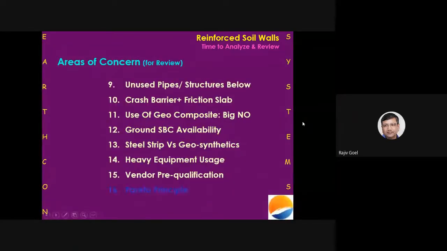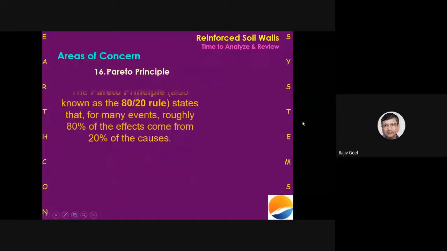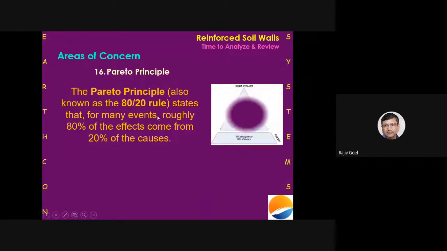Pareto principle, I'll try to run through it quickly. The Pareto principle is known as the 80-20 principle, which states that for many events, roughly 80% of the effects come from 20% of the causes.